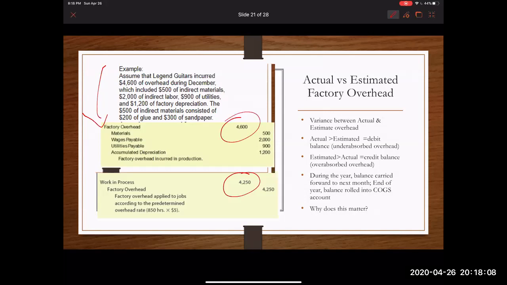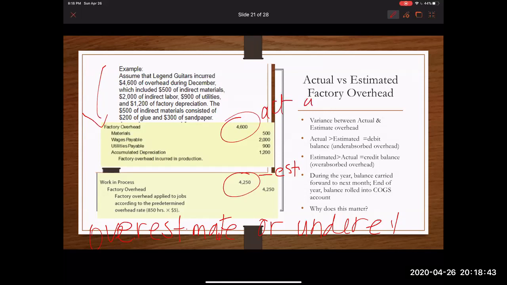So did we overestimate or did we underestimate? You guys tell me. My pen is not working, but you get what I'm saying. Hopefully you said that we underestimated. This was our estimate, and this was our actual. So we didn't estimate enough costs.